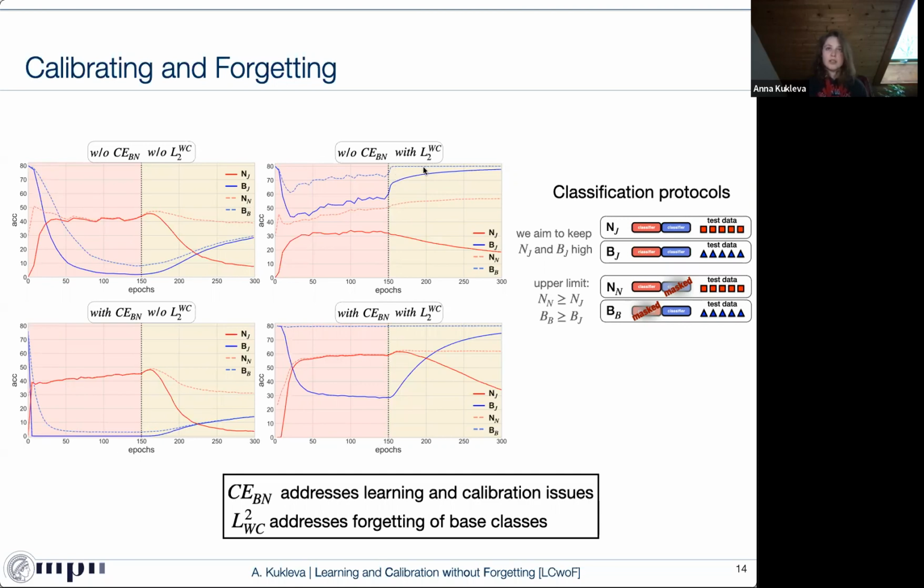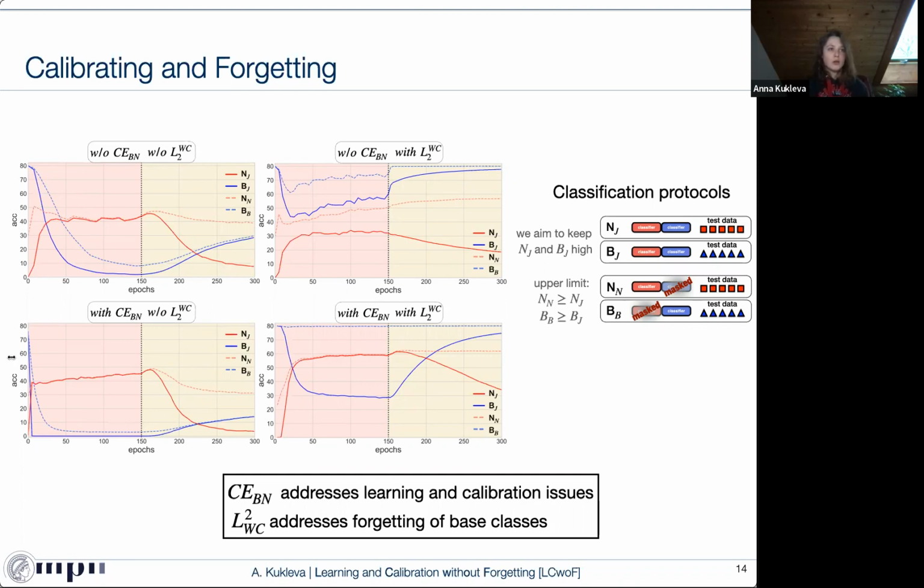If we see this dashed line, it means the accuracy only on the base classifier with the base samples. And it's getting very high, back to where it was before. And the novel classes are dropping. So our goal is to keep this solid line, red and blue, high.